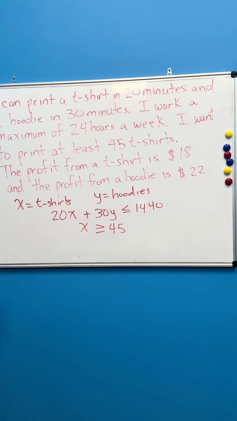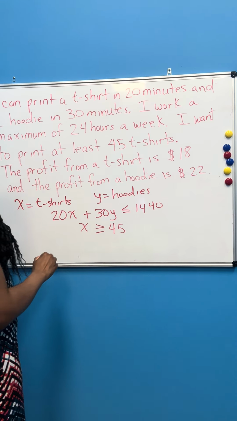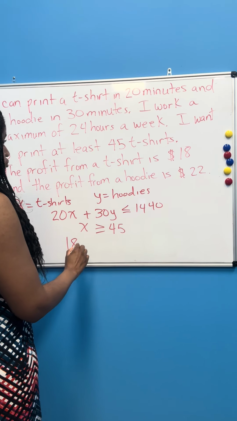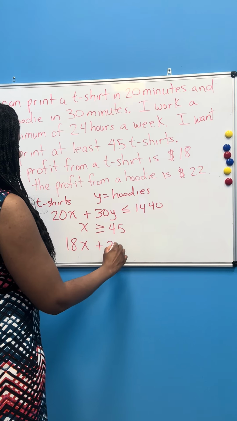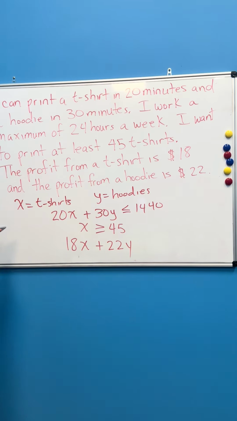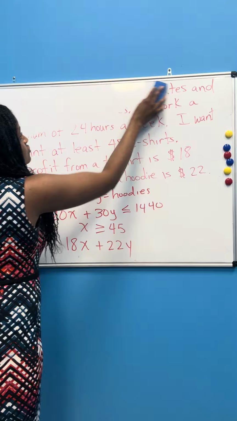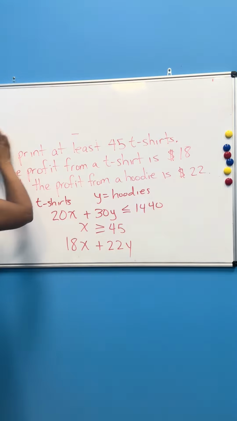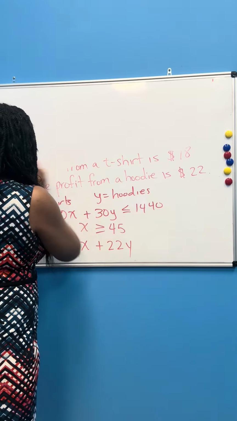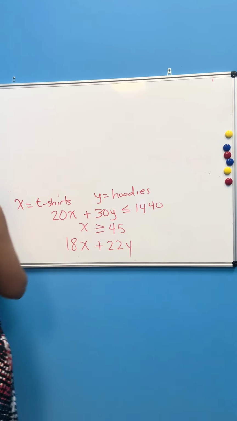And I want to know what the maximum profit is that I can make. So this is the equation I'm going to use for my profit maximization: $18 per t-shirt and $22 per hoodie. So this equation, 20x plus 30y is less than or equal to 1,440, is in standard form, so I need to change it to slope-intercept form. I'm going to erase, and you can try this on your own and pause the video and see.